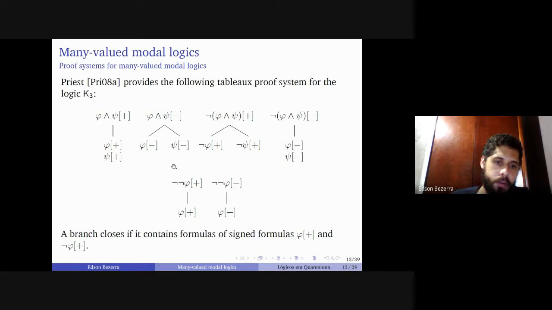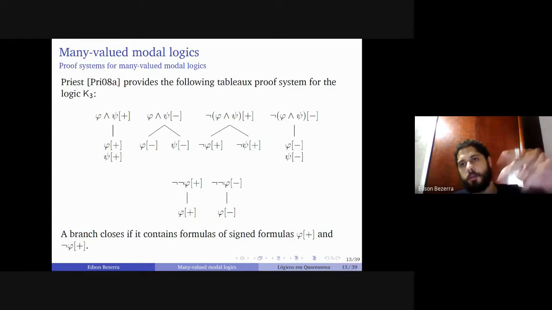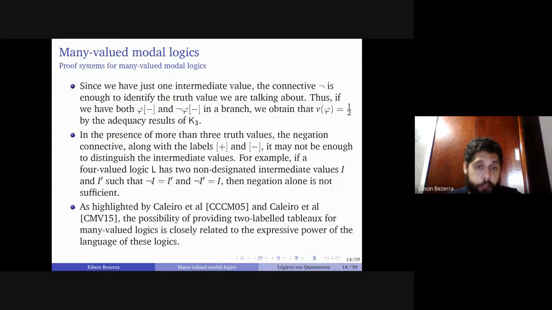He defined that a branch B closes if it contains signed formulas phi plus and neg phi plus. So a branch closes whenever we have phi and not phi, and both are plus, designated from a higher perspective. Here I do not present the basic definitions of his tableaus. I just presented the rules and the definition of closure. But the problem is when we take this procedure of two-signed tableaus and apply it to the other many-valued logics, we have the following problem.